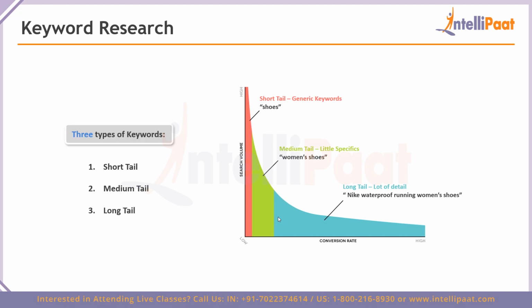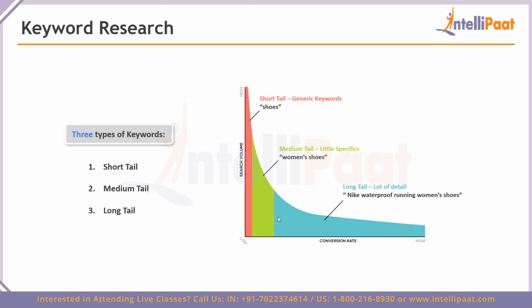And then there's long tail keywords. Long tail keywords are amazing because there's a lot of detail involved. Now you're going to type exactly what you need. Nike, waterproof, running, women's shoes. And then Google understands, yes, this is exactly what you want. This is what I'm going to cater for you.